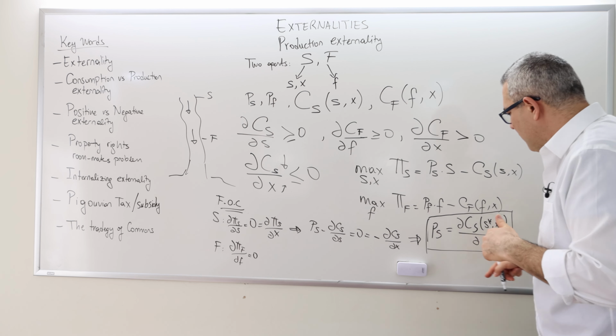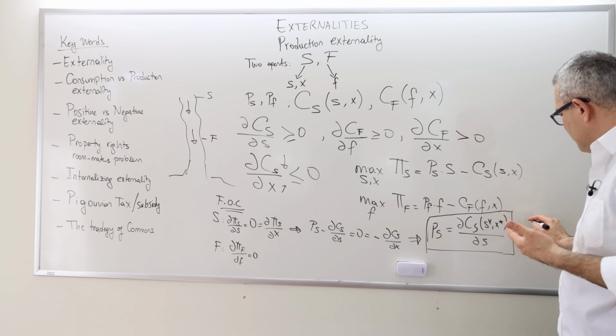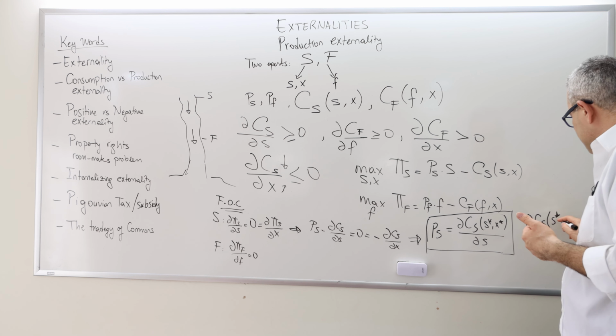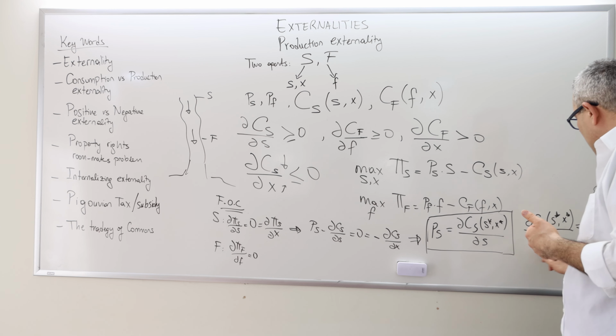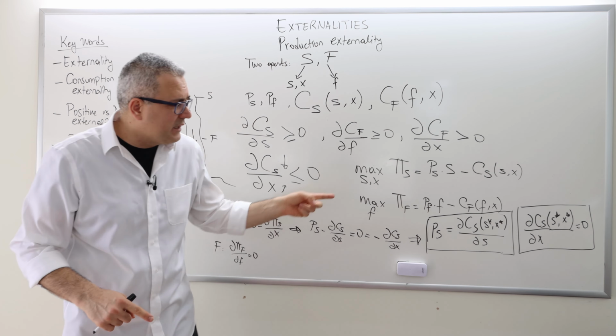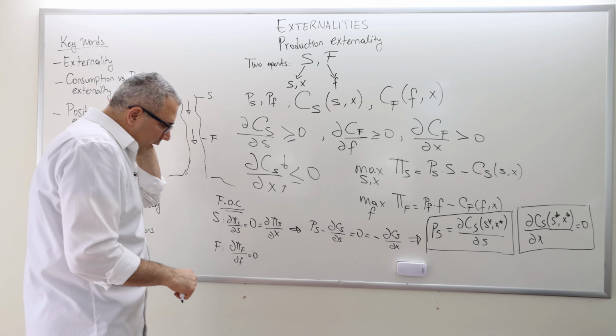The minus is going to go. So what we have is the marginal cost with respect to pollution. The value is, again, S star, X star, has to be equal to 0. So the X star and S star should satisfy these two conditions. All right? Well, what about F star?